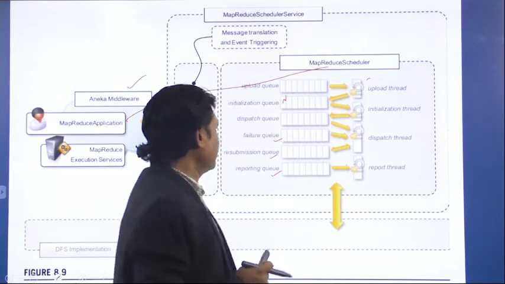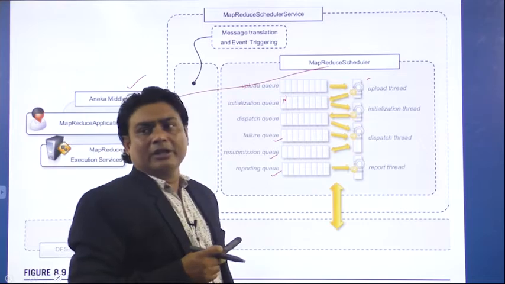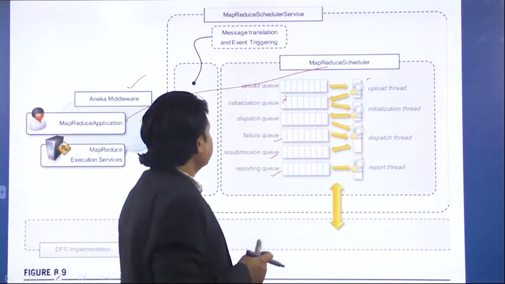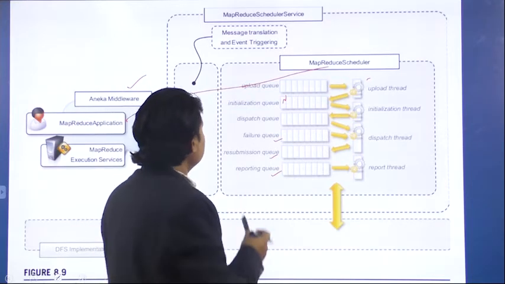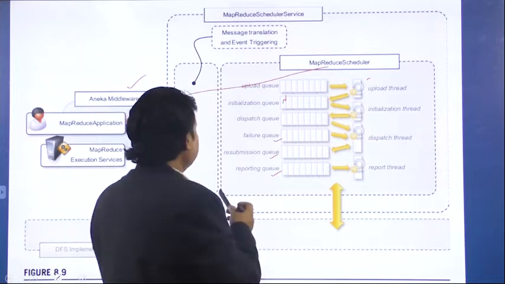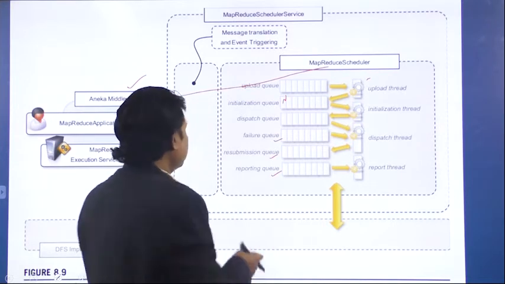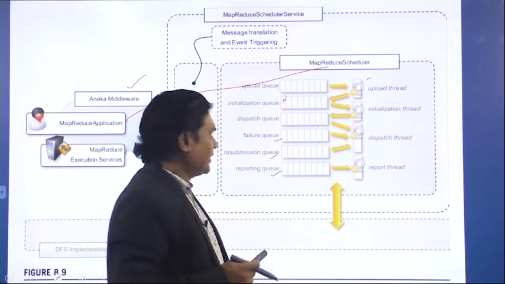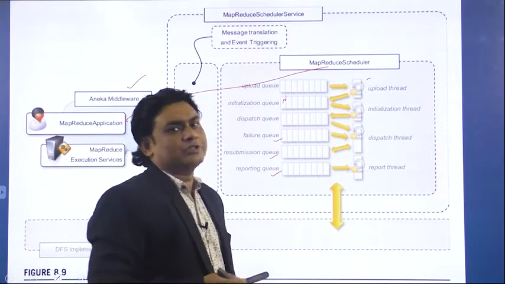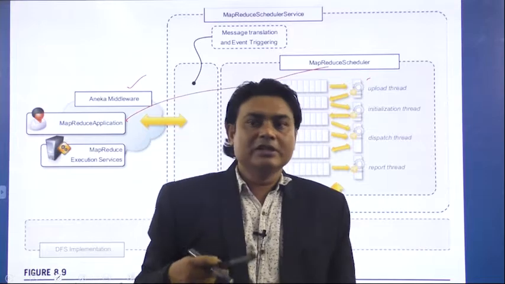So one thread is used for uploading the queue, another thread for initialization of the queue, another for the dispatch of the queue, another for the failure queue, another for the resubmission of the queues, and another for the reporting of the queues. Okay. So this is what happens. The schedulers will play an important role, because they will maintain this.